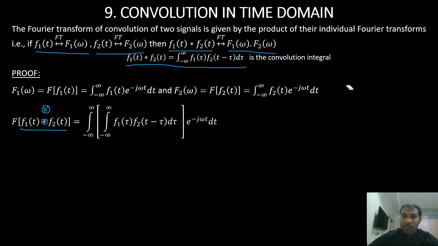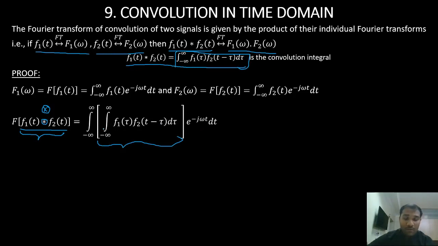Now we have to find the Fourier transform of the convoluted signal f1 of t convoluted with f2 of t. In my original Fourier transform analysis equation, in place of f of t, I am going to substitute whatever is there. I have f1 of t convoluted with f2 of t, so in its place I am going to replace my convolution integral.